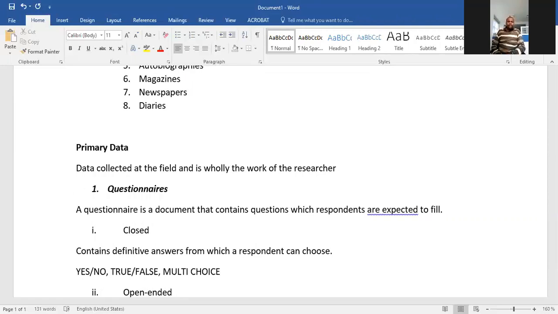What that means is that you are only limited. That's why it's called closed. You are limited to the answers which are provided, and you can only choose one of the ones that are given. That's why they are called closed questionnaires.